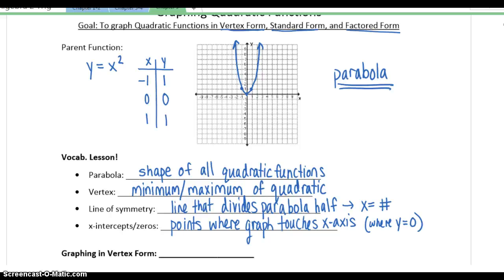Just to give you a better idea, I'll go through them real quick. A parabola, like I said, is the shape of our quadratic function. The vertex is our minimum or maximum. In this case, it's this point right here, and since it's the lowest point, it'd be a minimum. Our line of symmetry is the line that divides our parabola in half. You can see that line right here, and it will always be a vertical line in these situations, so it's always x equals a number. And lastly, our x-intercepts, also called zeros, are the points where our graph touches the x-axis. The reason they're called zeros is because it's also where y equals 0.